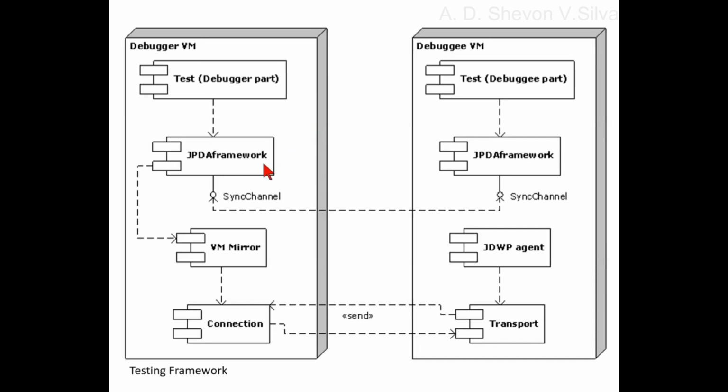One, the JUnit framework launches a test that initializes JPDA testing framework. Two, JPDA framework starts the target JVM according to the specified configuration and establishes a JDWP connection using a default or specified transport.